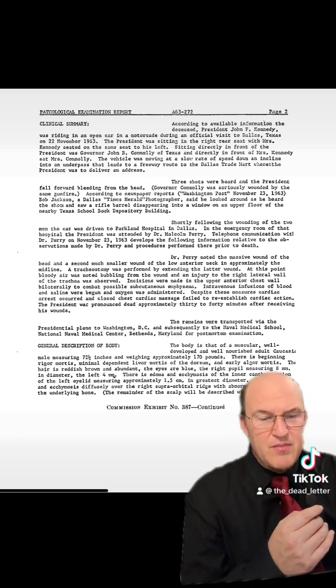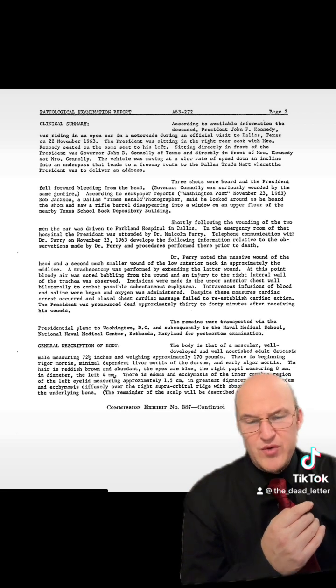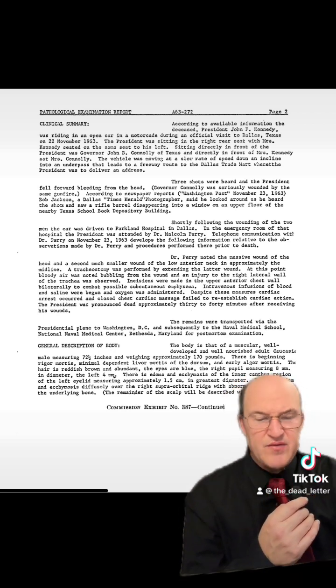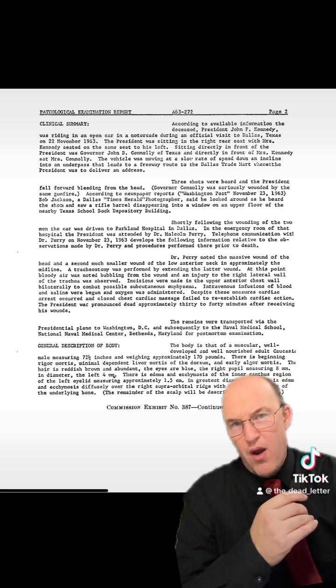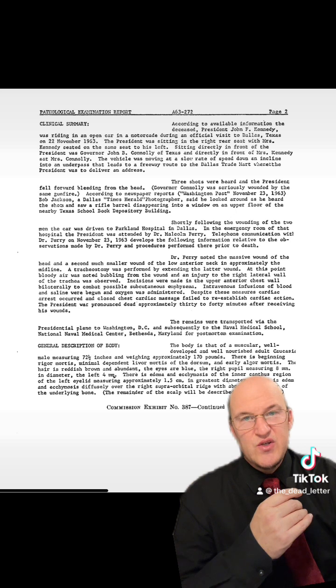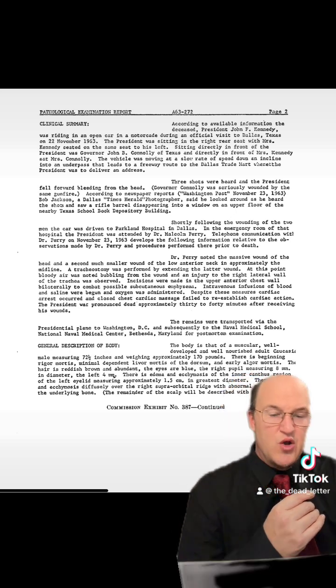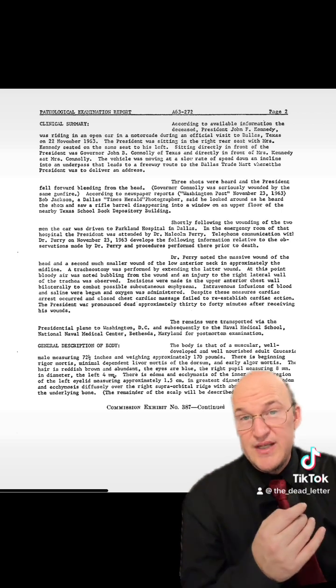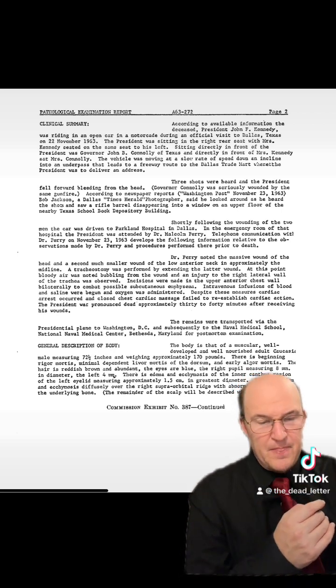The body is that of a muscular, well-developed, and well-nourished adult Caucasian male measuring 72.5 inches and weighing approximately 170 pounds. Why does it say approximate? Because many morgues do not have scales to weigh the body. So sometimes you have to visually guess what the weight is.